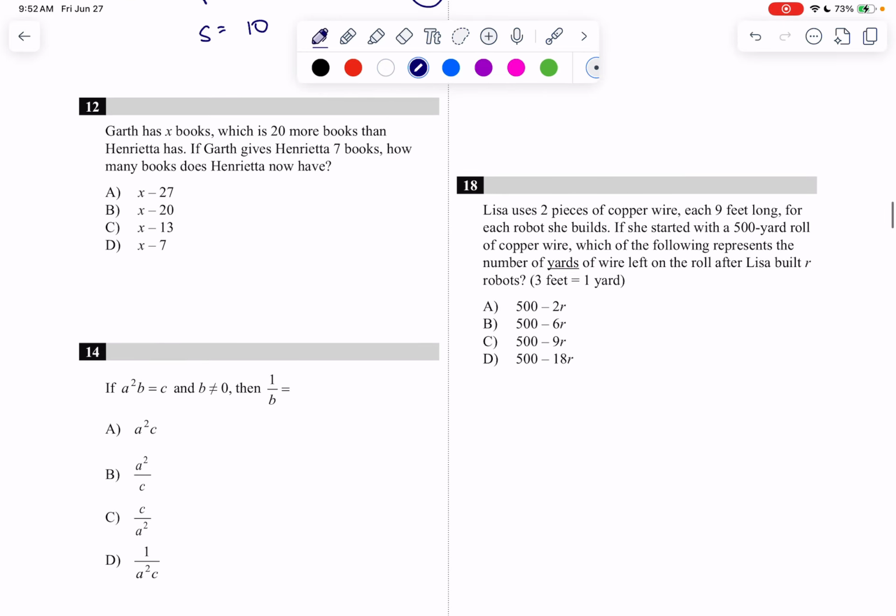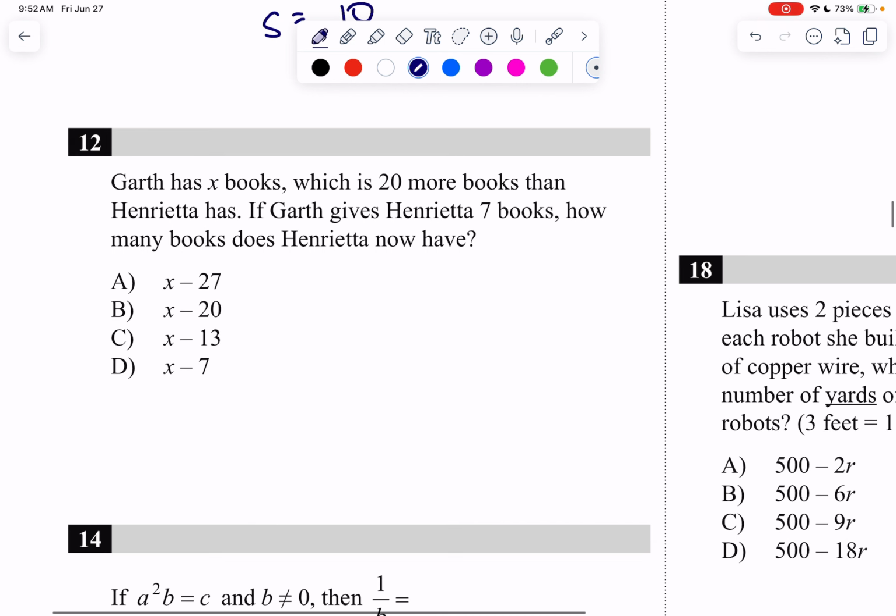Garth has X books, which is 20 more books than Henrietta has. Let's make that a little bigger. If Garth gives Henrietta 7 books, let's highlight, how many books does Henrietta now have? Well, let's plug in. I'm going to pick a number here greater than 20. Because say I picked that Garth had 5 books, and that's 20 more than Henrietta has, then Henrietta would have to have a negative number of books to make this work. So you know what? Let's make this 50 instead of 5.